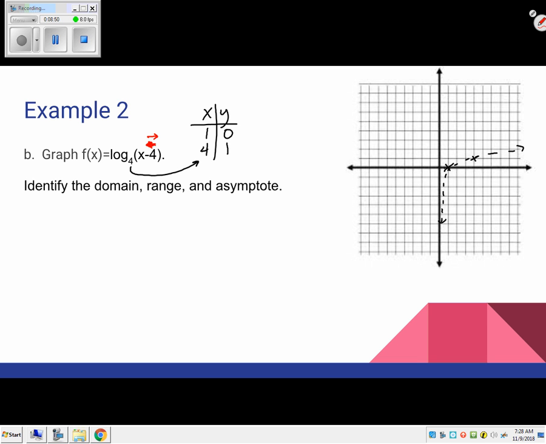Okay? It's inside the function, so it has to move left or right because it's inside the log, inside parentheses. So if I move both of these black x's to the right 4 units, 1, 2, 3, 4, and right here, 1, 2, 3, 4. And the reason I haven't drawn my asymptote yet is because I want to move it as well. So it's going to move to the right 4 as well.